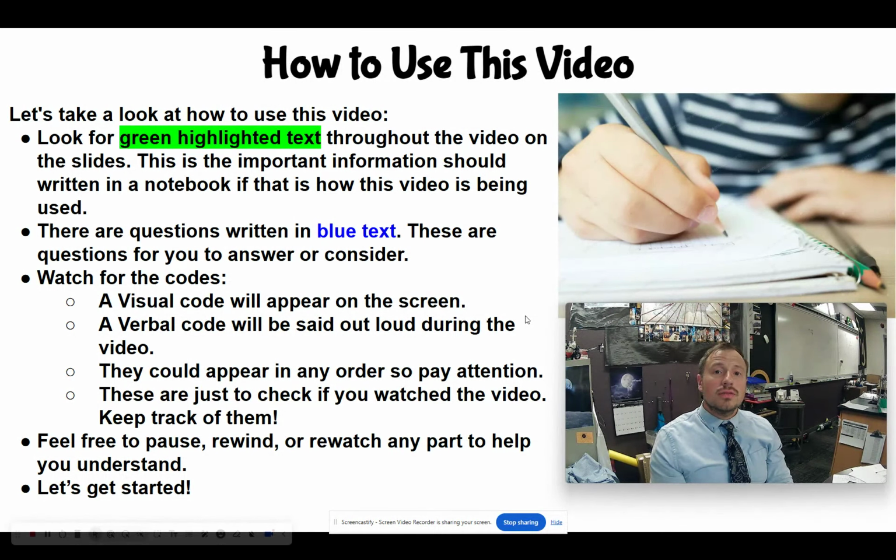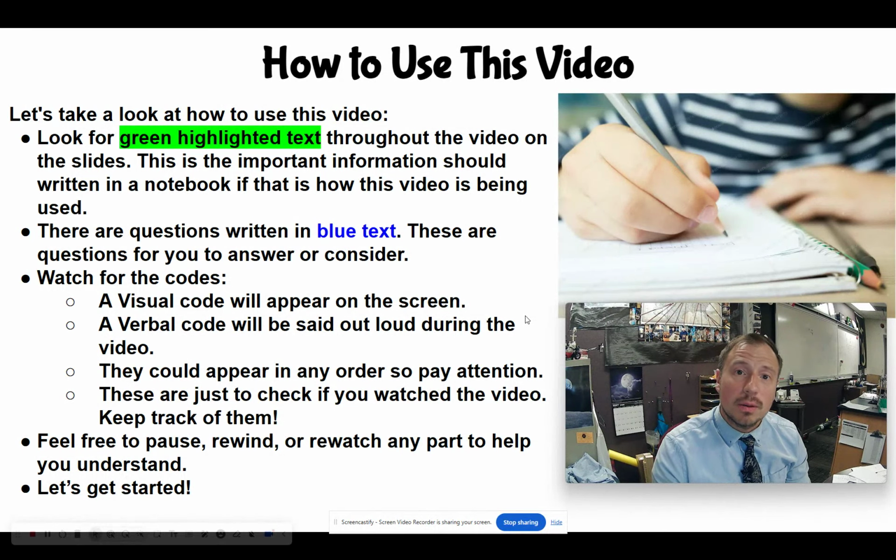Now, also throughout this video, there's going to be a visual code that'll pop up on the screen and a verbal code said by myself. There's just going to be 3 randomly generated numbers. They can appear in any order, so pay attention.